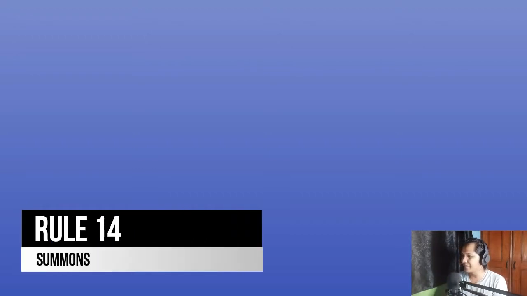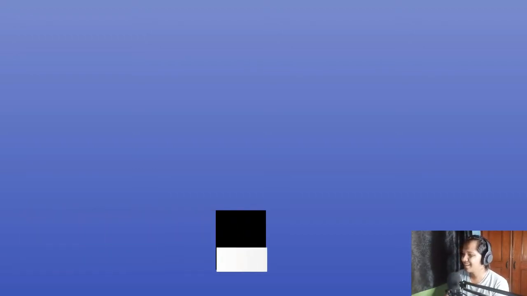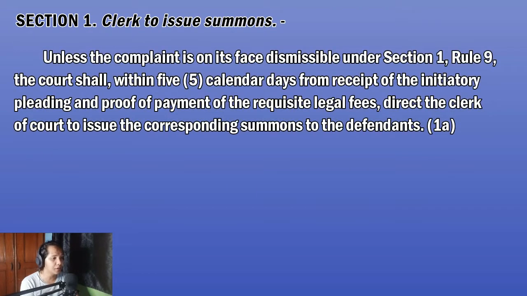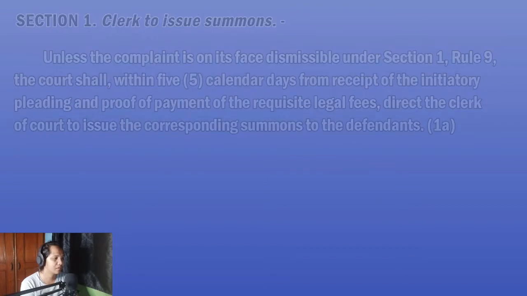Rule 14, Summons. Section 1. Clerk to issue summons. Unless the complaint is on its face dismissible under Section 1, Rule 9, the court shall, within 5 calendar days from receipt of the initiatory pleading and proof of payment of the requisite legal fees, direct the clerk of court to issue the corresponding summons to the defendants.